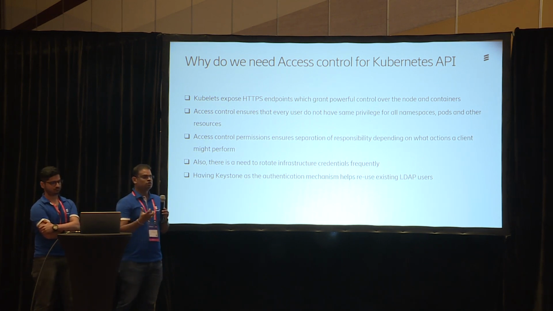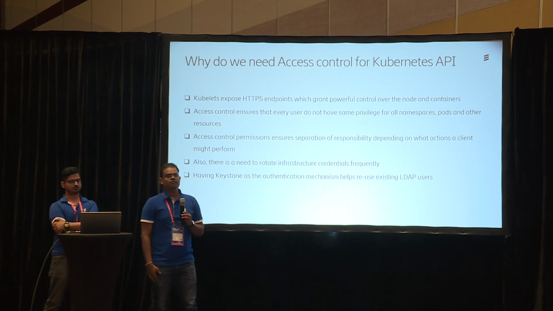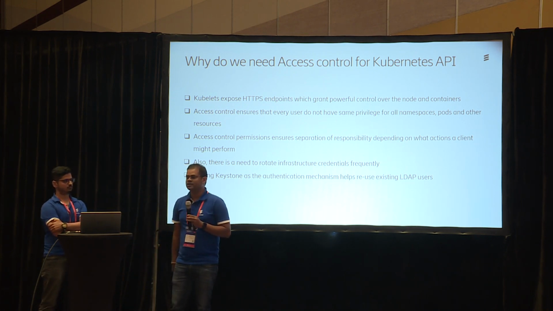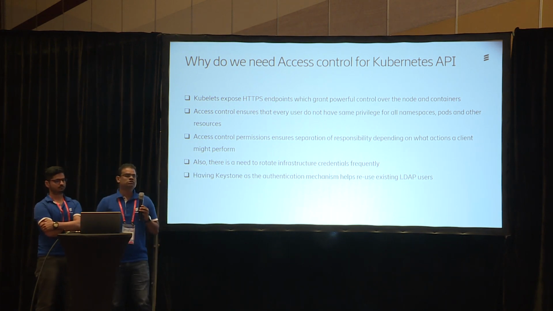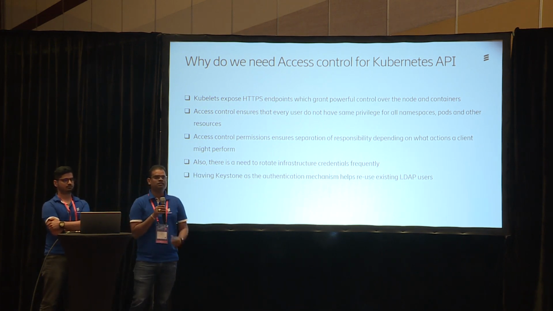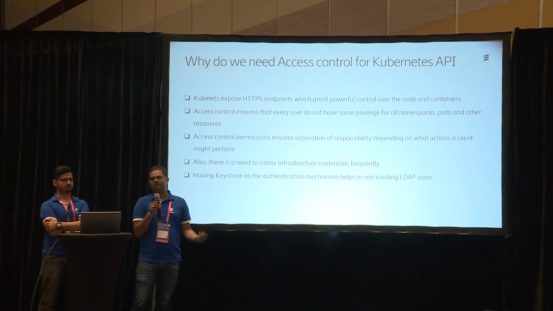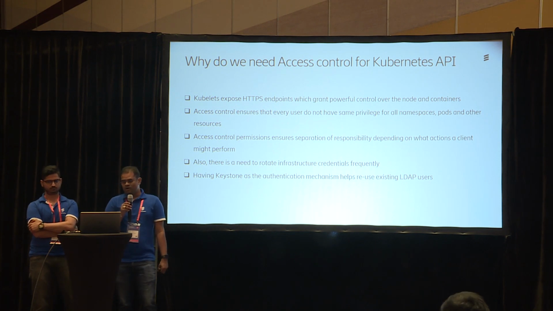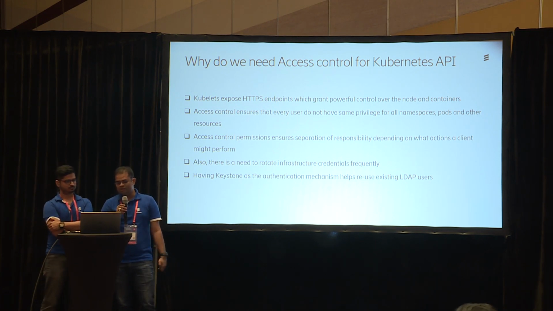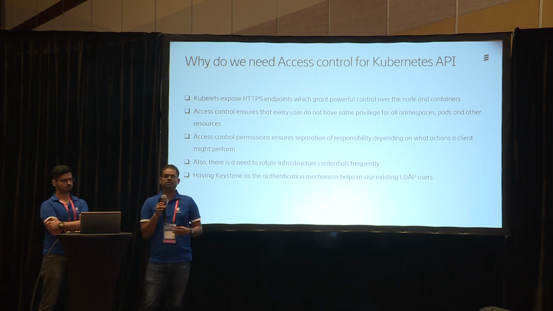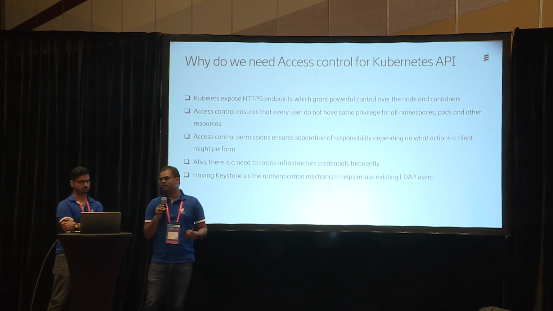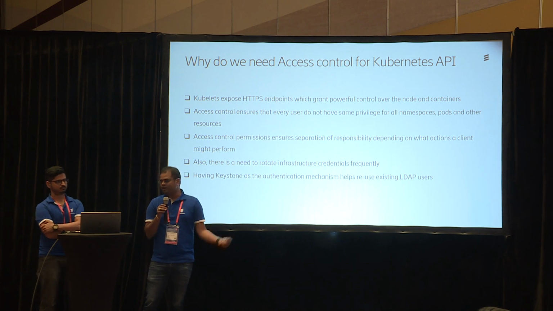Apart from the access control granularity we need, we also need an authentication mechanism. Though Kubernetes comes with multiple ways you can authenticate, if you can leverage Keystone itself, it has a lot of advantages apart from what Kubernetes provides by default. One of the biggest advantages is the rotating infrastructure credentials. So we can have Keystone rotate your tokens periodically to make it more secure.